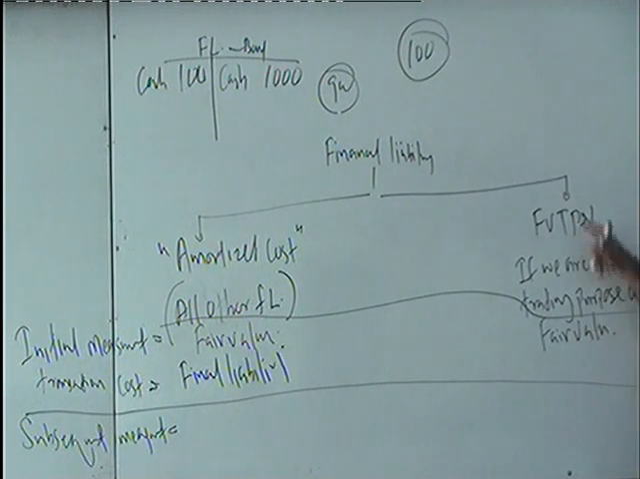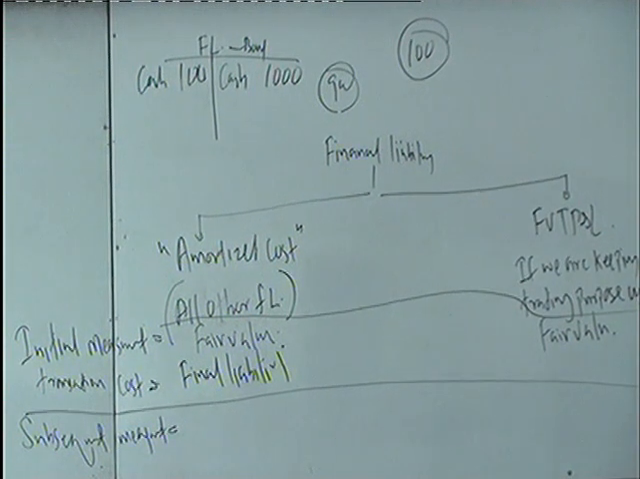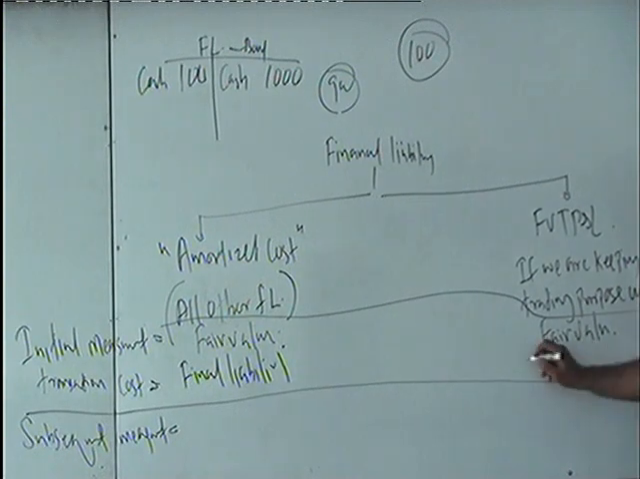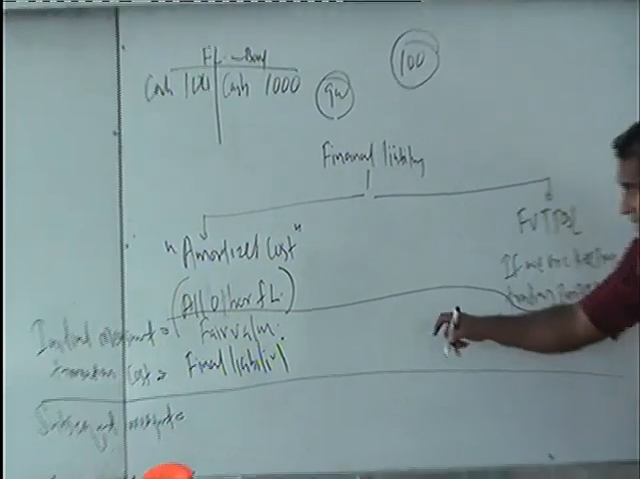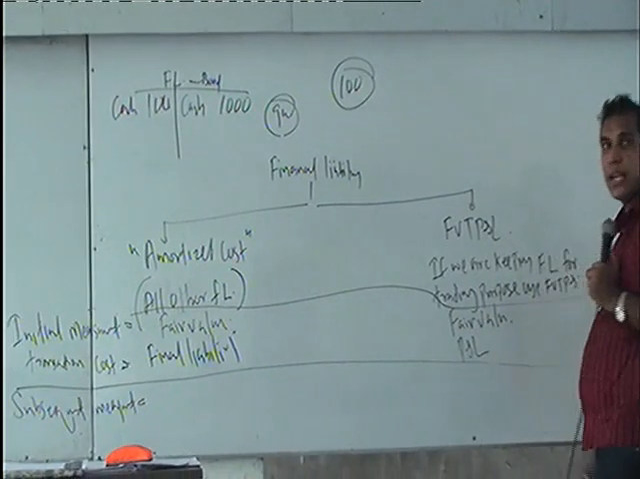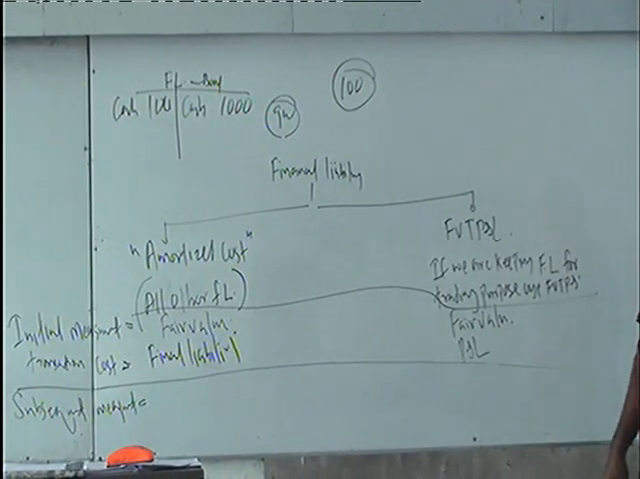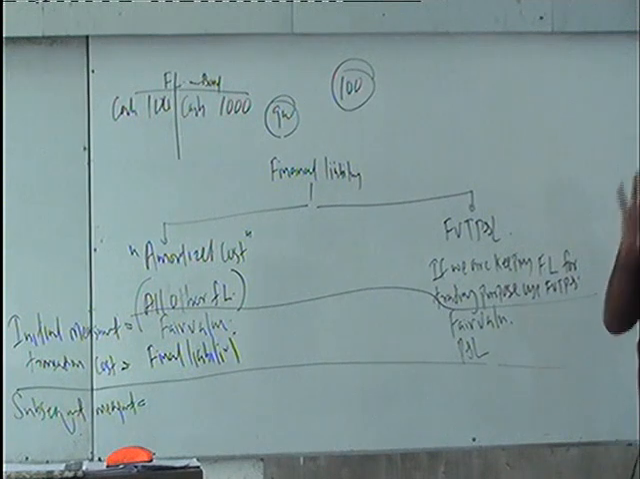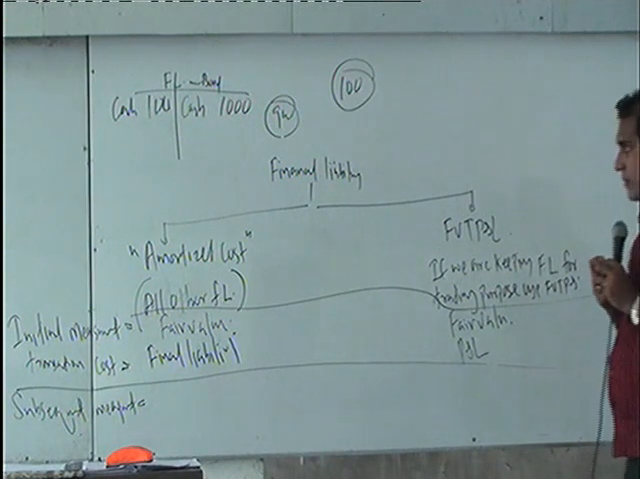But in the case of fair value through P&L, if there is a transaction cost, how are we going to record it? Transaction cost should be charged to P&L. Okay? Did you understand?